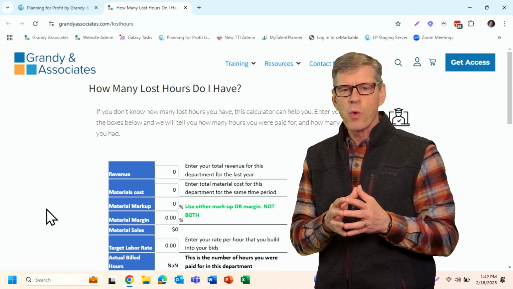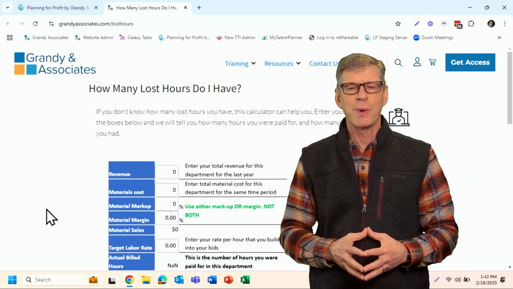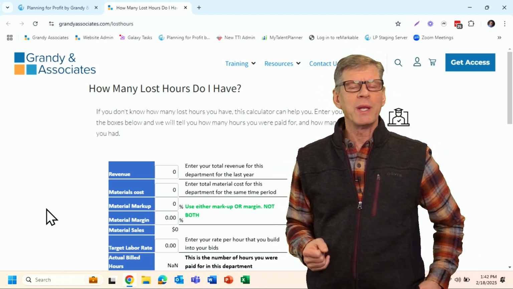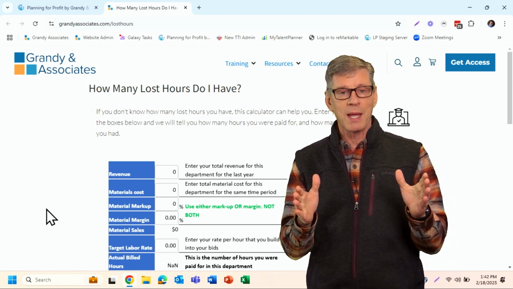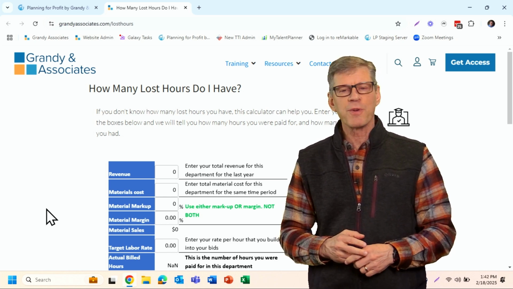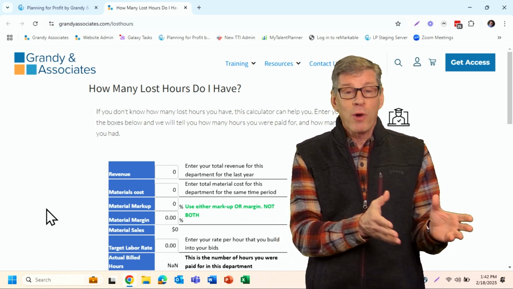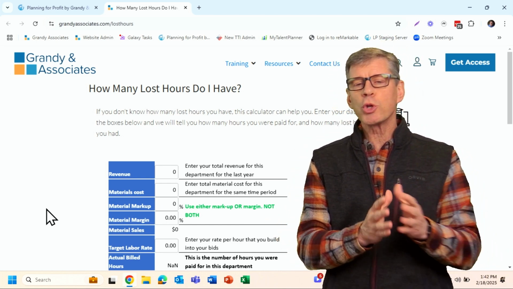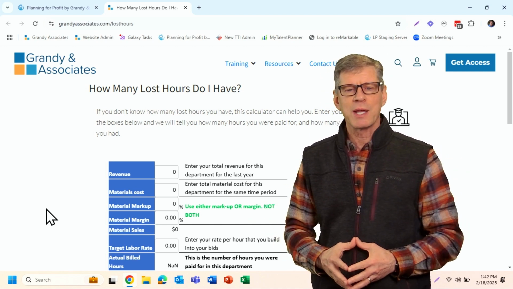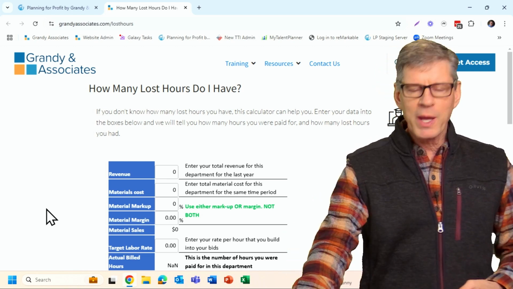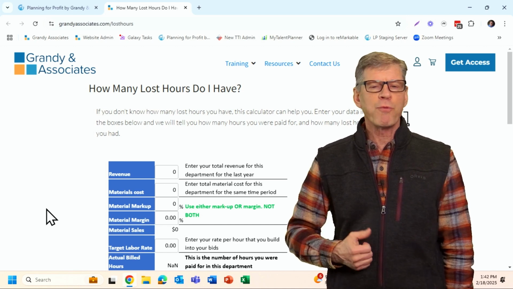It's a quick, very simple tool to help you figure out roughly how many lost hours you have. There's really two variables that we need to know. If we know the total revenue for that department over a given period of time and your material costs for that same period, we can tell you how many hours you were paid for and therefore how many hours are lost. I'm going to look at a service department over the course of a year. I look at my P&L from last year and see that we've done roughly $350,000 in total revenue, and our material cost for that same time period is about $42,000.